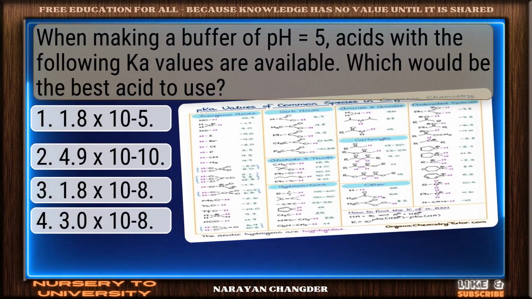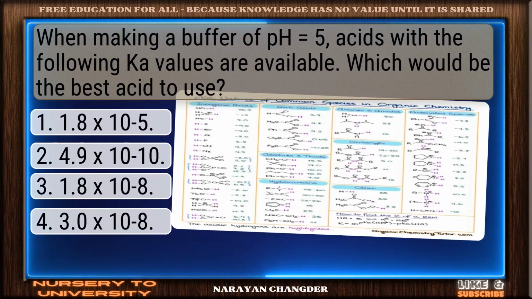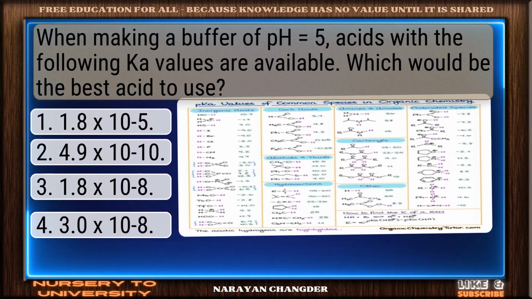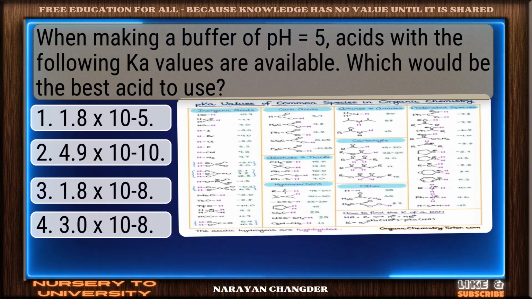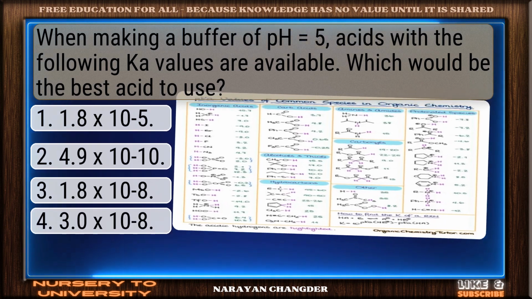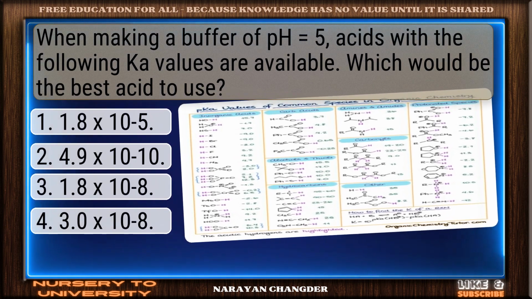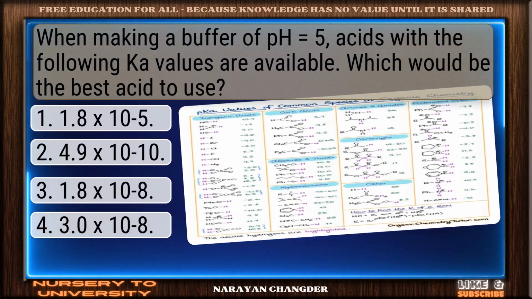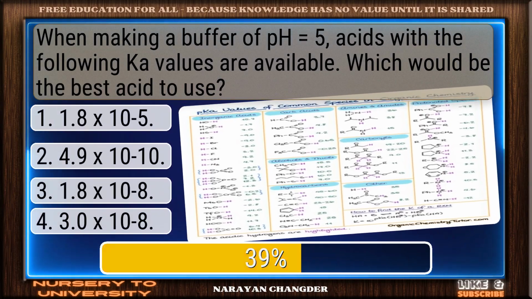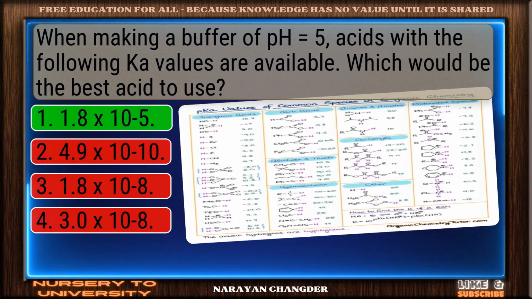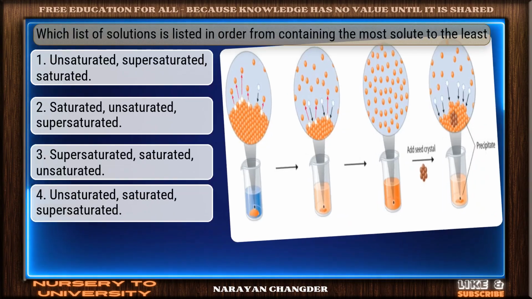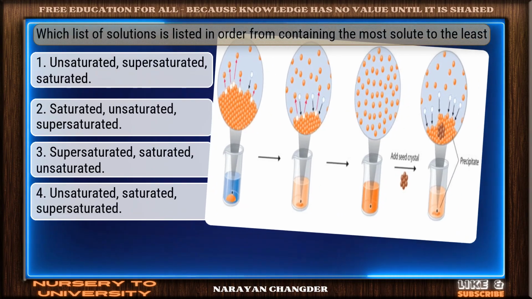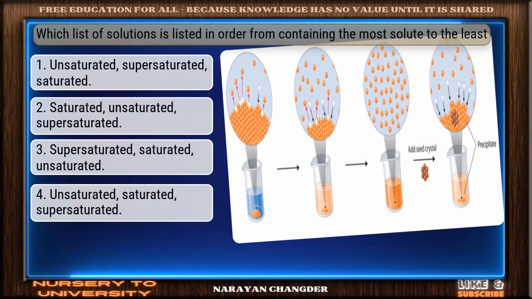When making a buffer of pH equal to 5, acids with the following Ka values are available, which would be the best acid to use. Option 1, 1.x10^-5. Option 2, 4.9x10^-10. Option 3, 1.x10^-3. Option 4, 3.0x10^-3. Great job, 1.x10^-5.